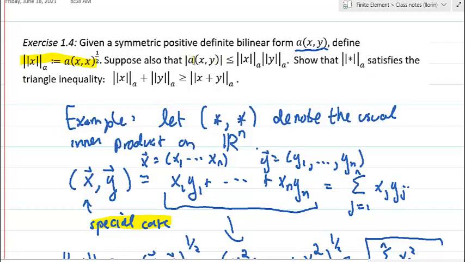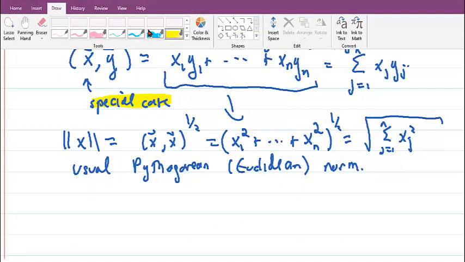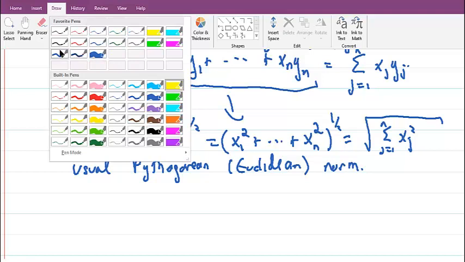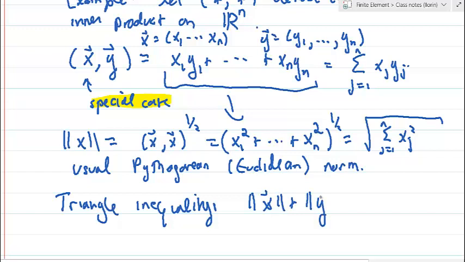So suppose that this relationship holds. I want to show that in fact this norm A satisfies the triangle inequality. Now, you may be familiar with the triangle inequality. Just to review the notion of triangle inequality, it says, as I said, the norm of x plus the norm of y is greater than or equal to the norm of x plus y.